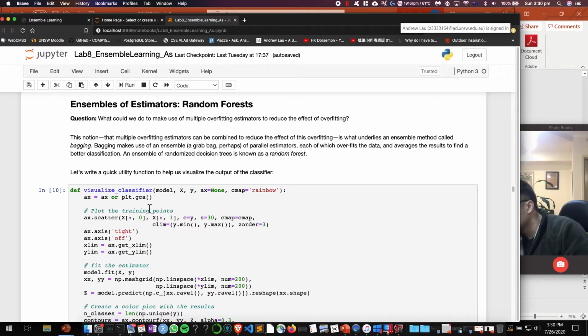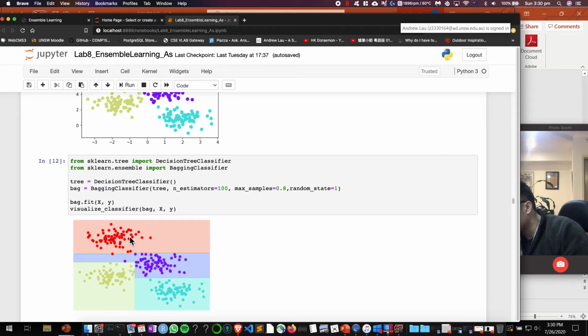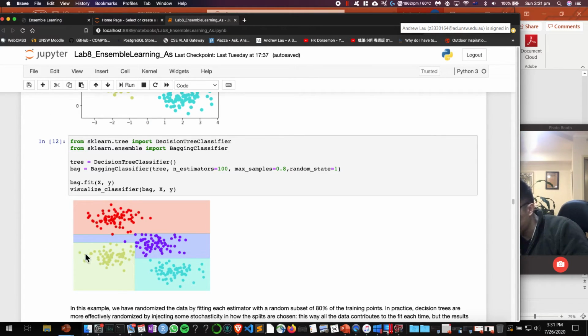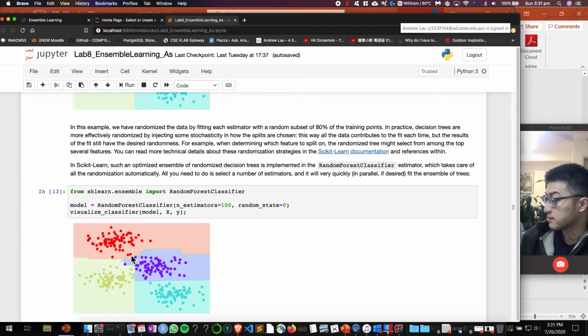So there we go. This is a decision tree, and notice how stepwise and angular it is, right? But when you bag it, you get this smoother effect. And I think this is a better fit, right? This gives more comfort. These lines seem to make more sense than the simple decision tree.